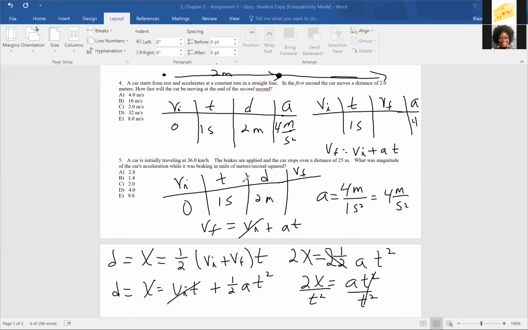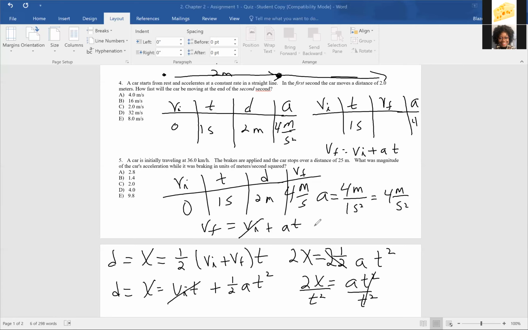Okay. It was moving for 1 second. So now I know that at the end of this, for 1 second, in fact, that's what this means. The speed is increasing 4 meters per second every second, and it's only been moving for 1 second. So therefore, it has sped up to 4 meters per second, A times T.